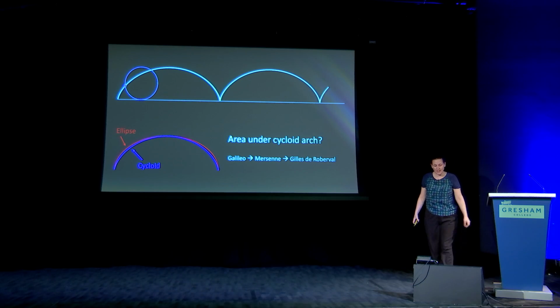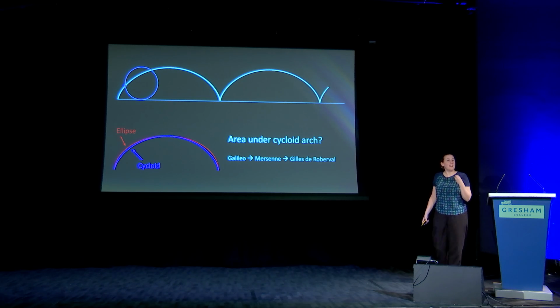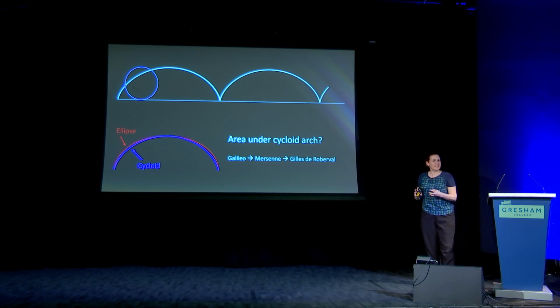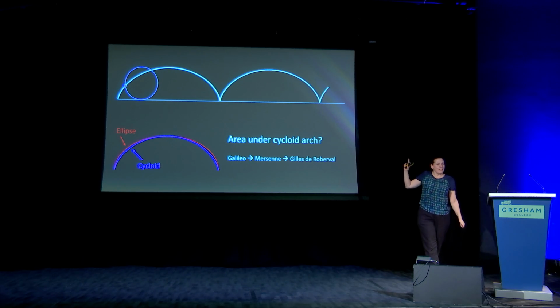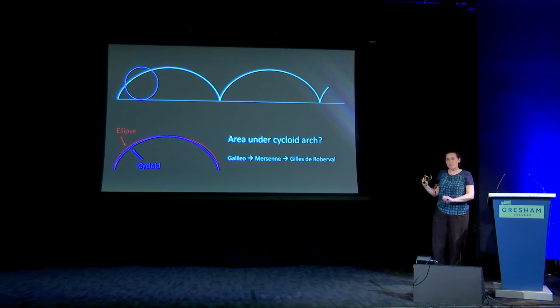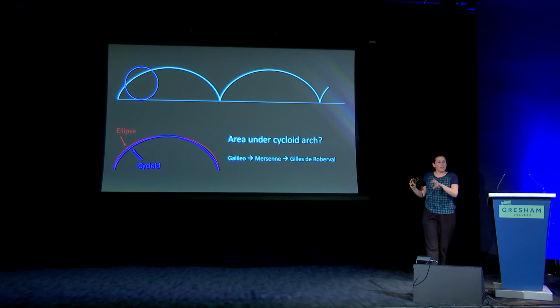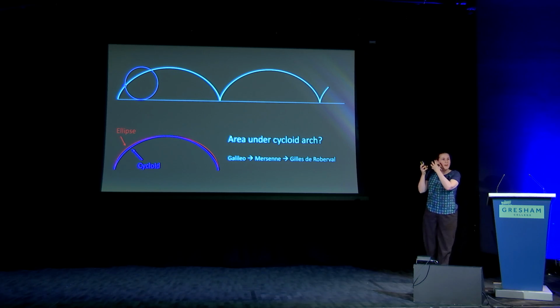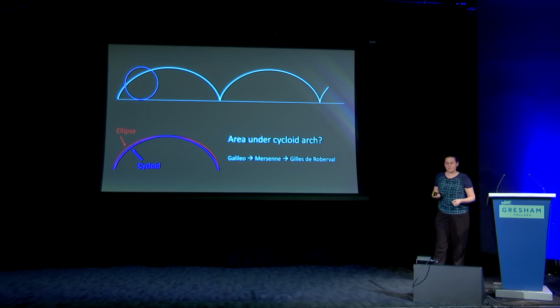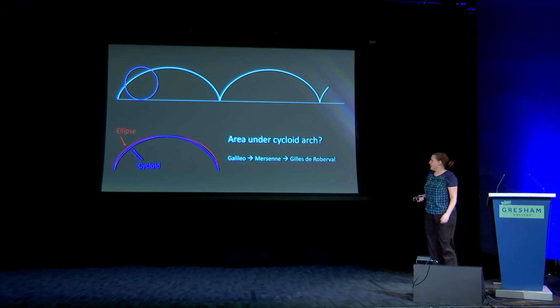So Gilles de Roberval actually did find a formula for the area under a cycloid arch. And it's a really lovely thing, perhaps slightly unexpected, especially since I led you down the garden path. The area under a cycloid arch is exactly 3 times, not pi times, 3 times the area of the circle that generates it. Which is, to me, surprising. It's just a whole number multiple of the circle area. So Gilles de Roberval found that out.